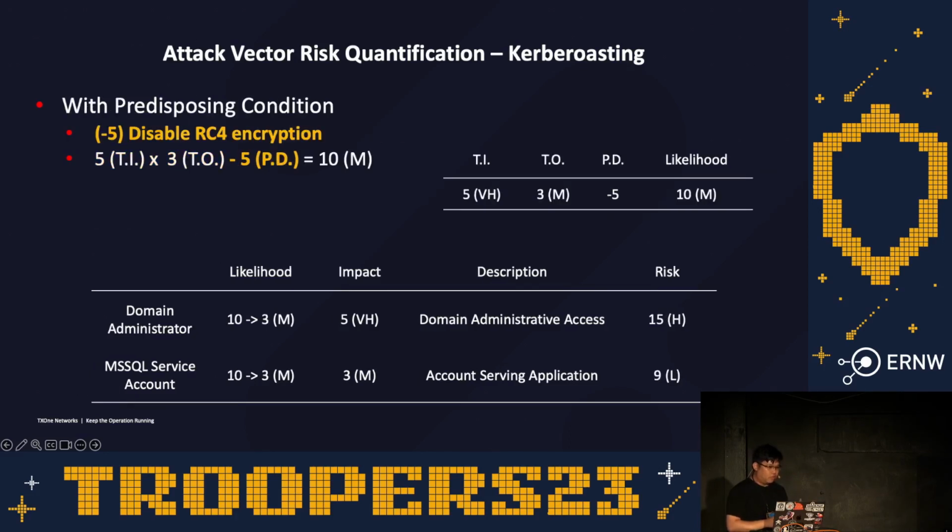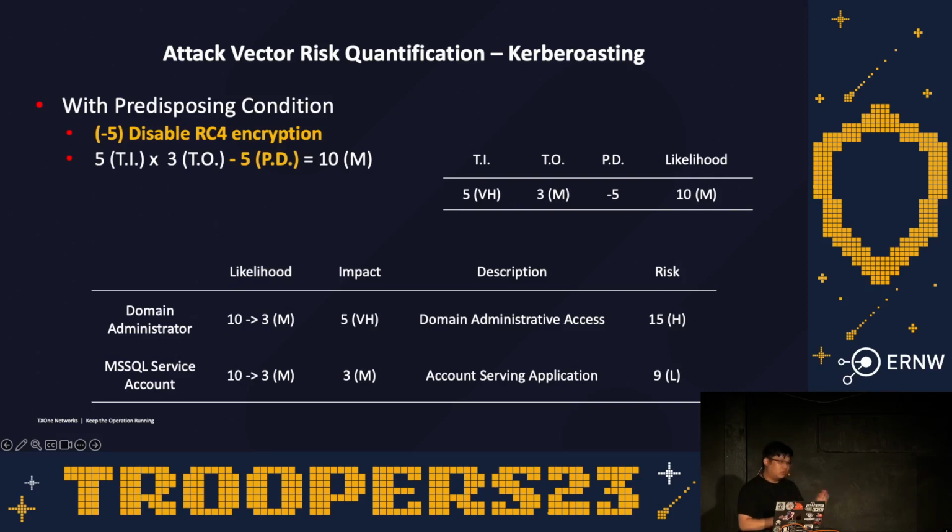And also, if we have a predisposing condition, if we make this domain environment disable RC4 encryption, we can get a different likelihood. Based on this adjustment, the likelihood will be 10, and the calculated risk will be totally different here. That is for reference. Okay, so that's the first sample.